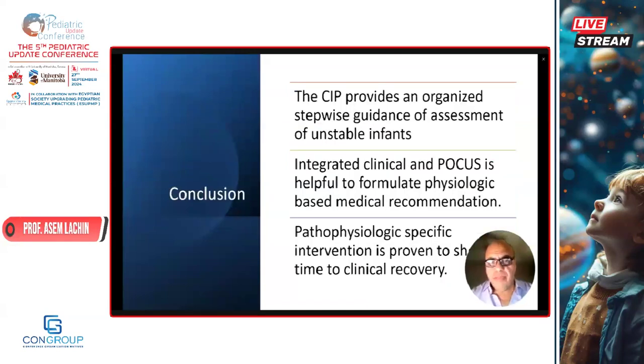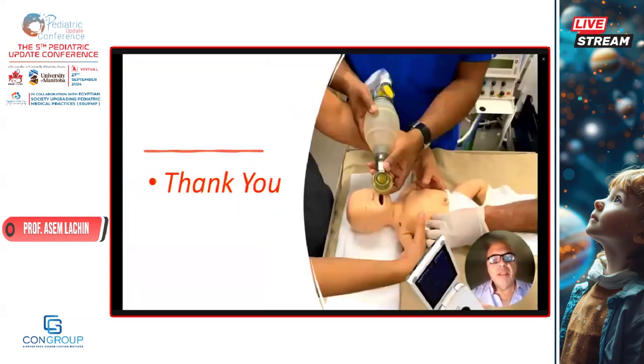And finally, the conclusion and take-home message today: the crashed infant protocol provides organized stepwise guidance of assessment of the unstable infant. Integrated clinical and POCUS is helpful to formulate physiologic-based medical recommendations. The pathology-specific intervention is proven to be time saving and to help the clinical recovery. Thank you so much.